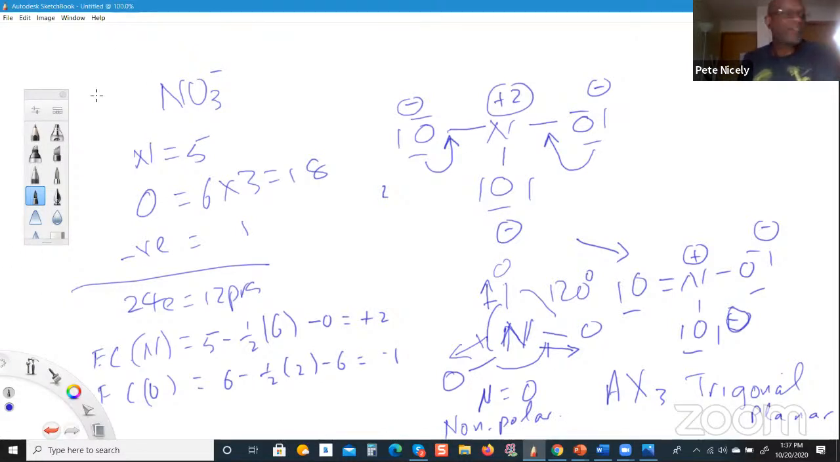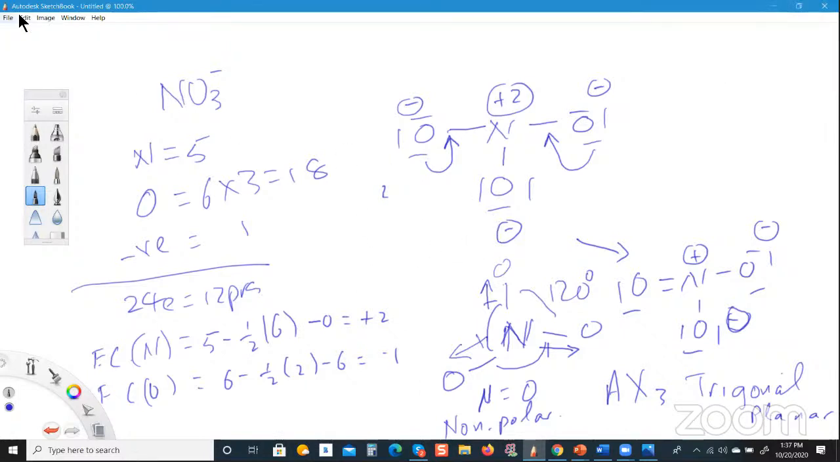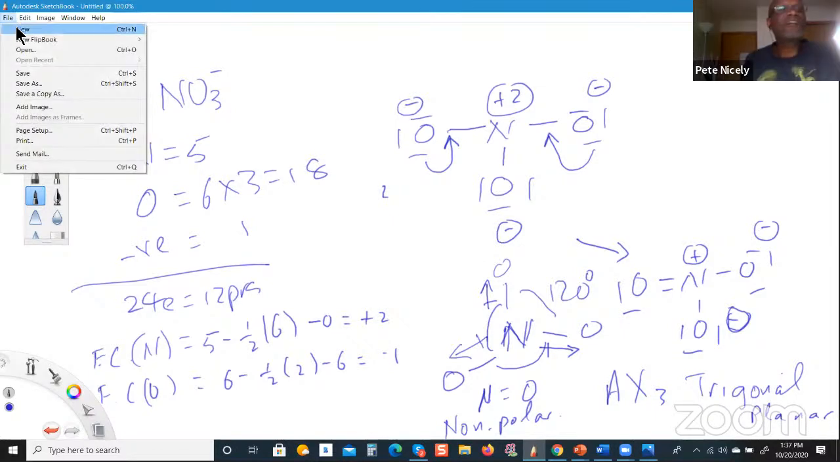One more thing I want to point out. Before I leave this, any questions about this example? Any questions about this? Okay. So one more thing I want to say before I leave you guys.